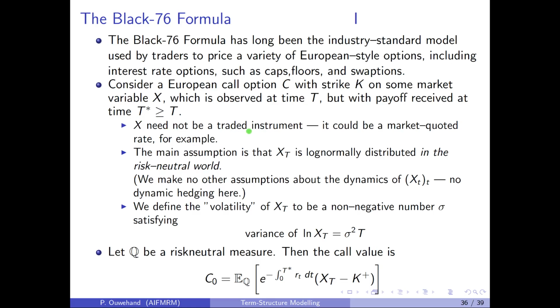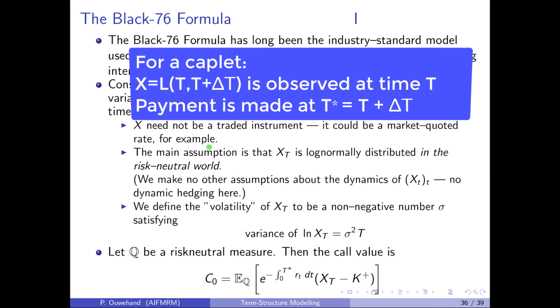Here X need not be a traded instrument, it could be a market quoted rate, for example. In the case of caplets, for example, X would be the LIBOR rate, T would be the time at which we see the spot LIBOR rate, and T star would be the end of the period. In other words, T star would be equal to T plus delta T.